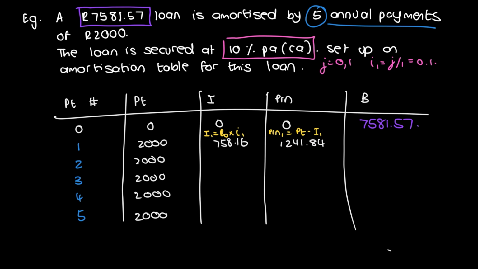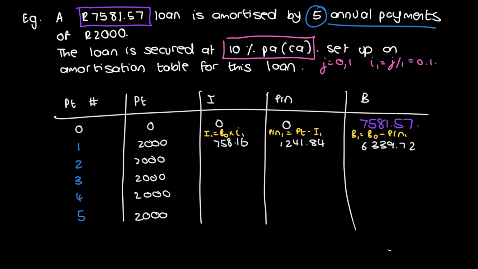Then we can work out the outstanding balance. So remember, B1 is equal to B0 minus the principal reduction that just occurred with the payment. So it's going to be 7581.57 minus 1241.84, which is going to give us a value of 6339.72. And we're going to do this again.